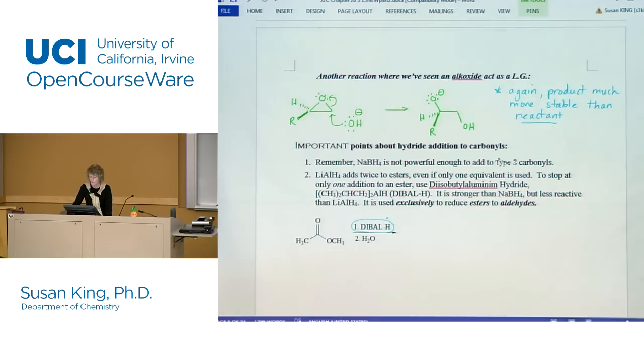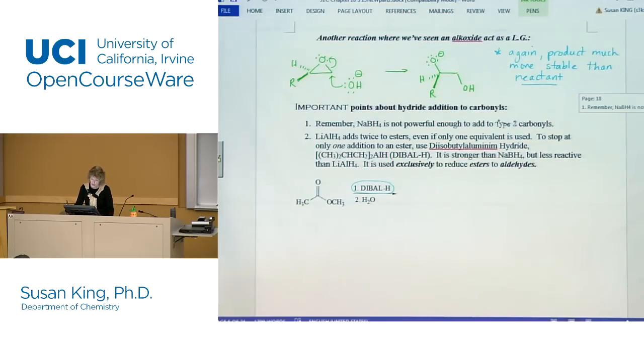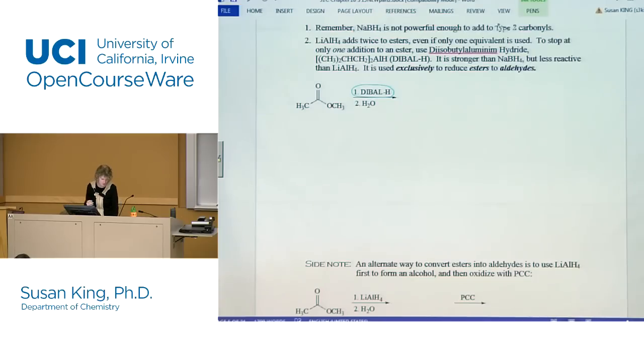It's used exclusively to reduce esters to aldehydes, and it doesn't work very well. I've never done the reaction, but any TA I've ever had said that's a really lousy reaction. It doesn't work very well, so I'm going to give you an alternative that you might like better. If you don't want to memorize DIBAL, let me show you what this looks like.